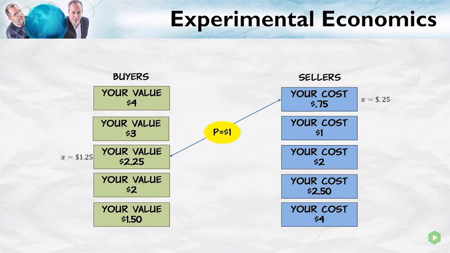Now here was another key to Smith's market. He actually paid the traders their profits in real money. So Smith's experimental market was a real market, with a real demand curve, a real supply curve, and traders who had an incentive to maximize the gains from trade.